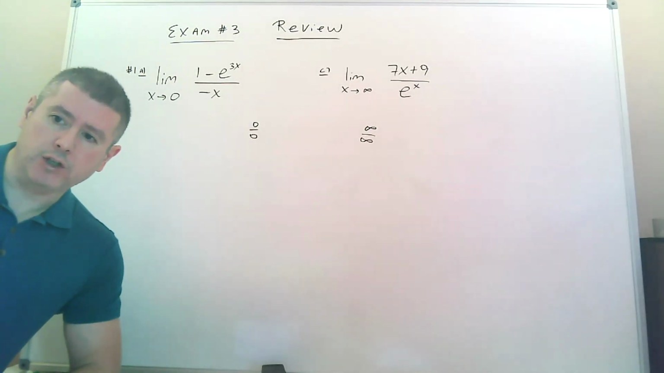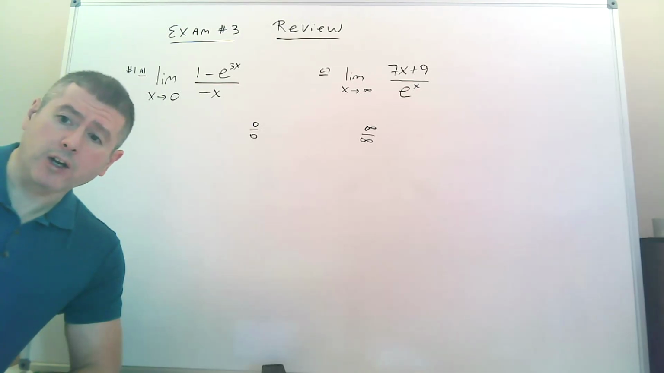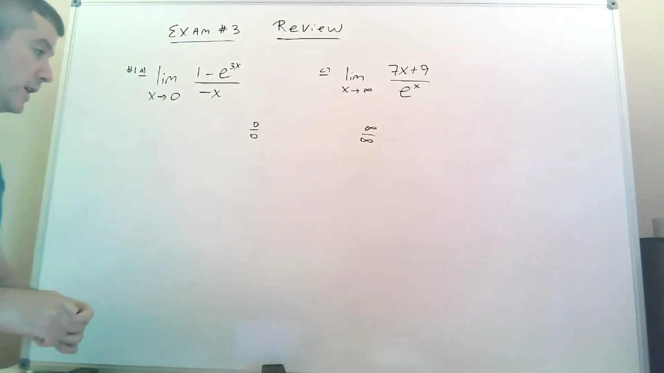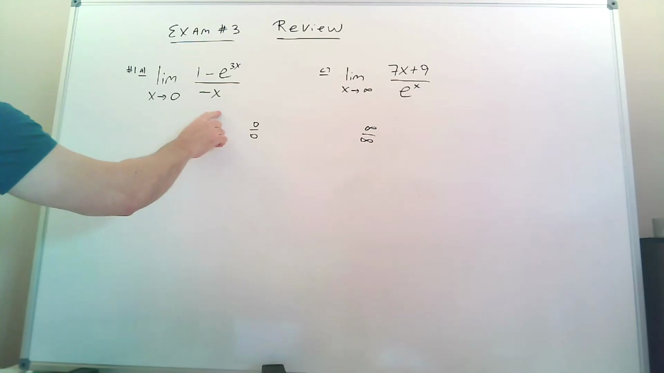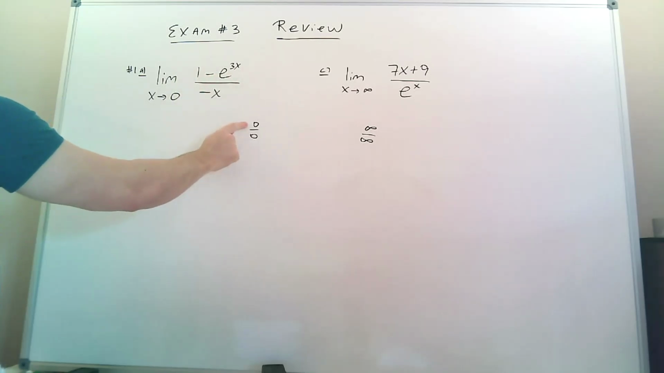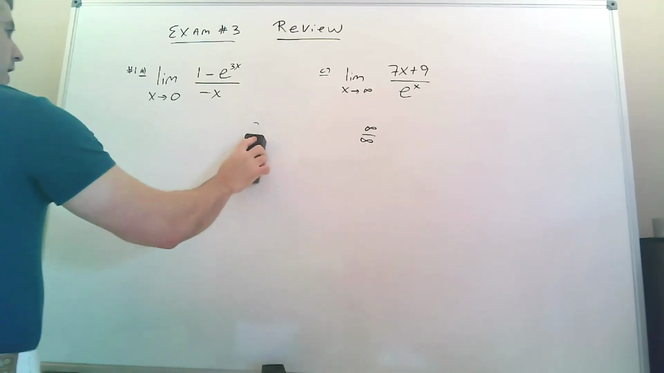You do not need to show me this. I am not going to create one that is not indeterminate to try and fool you. This is not the way it works. You should, in your head, check to make sure it's 0 over 0, like this first one. If you put 0 in for x, you get e to the 0, which is 1, and you get 1 minus 1 on top, which is 0. And then obviously negative 0 is 0, so you get your 0 over 0 here.